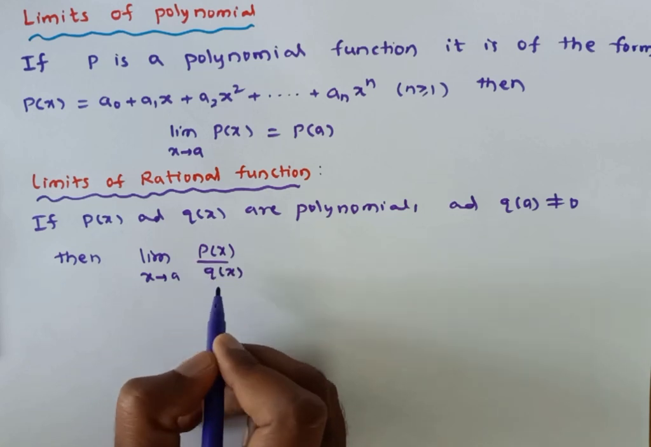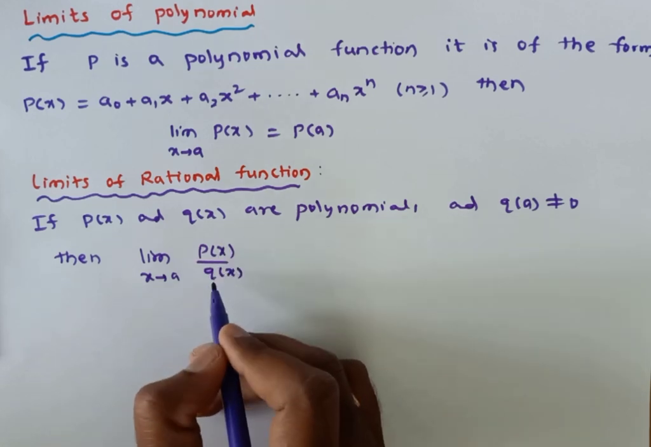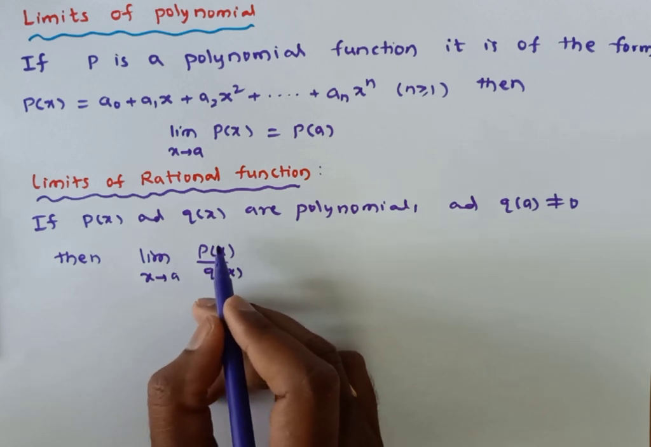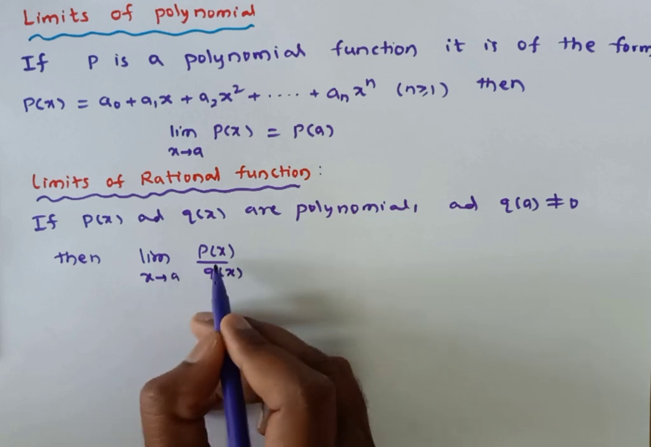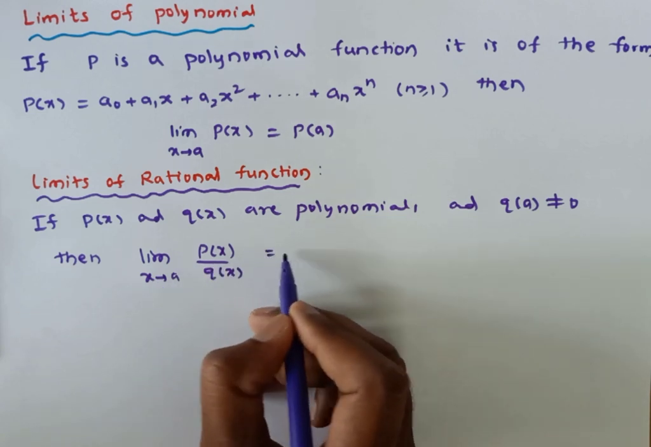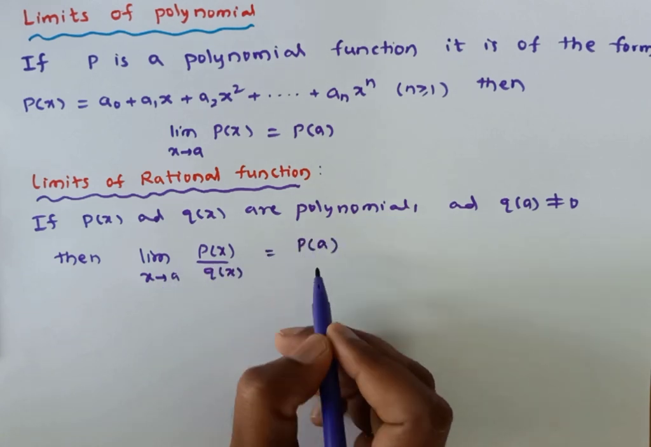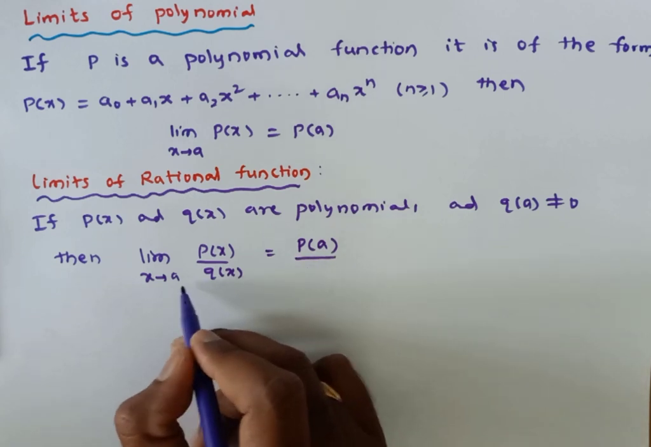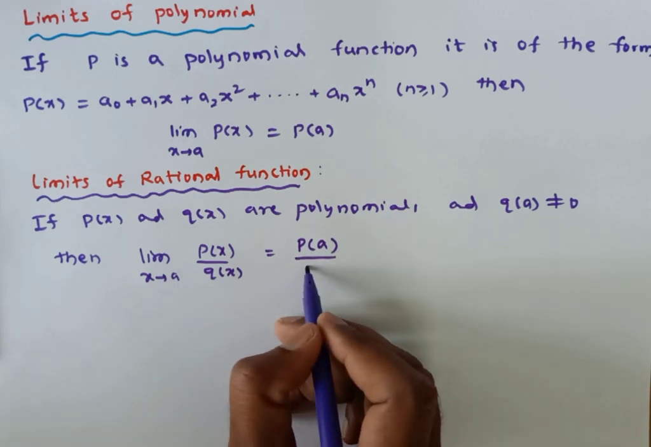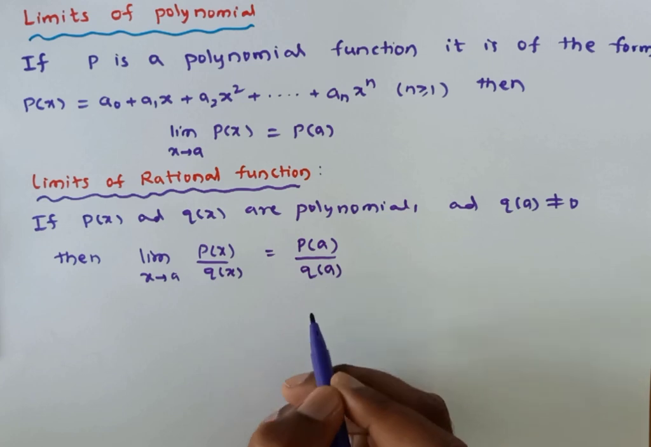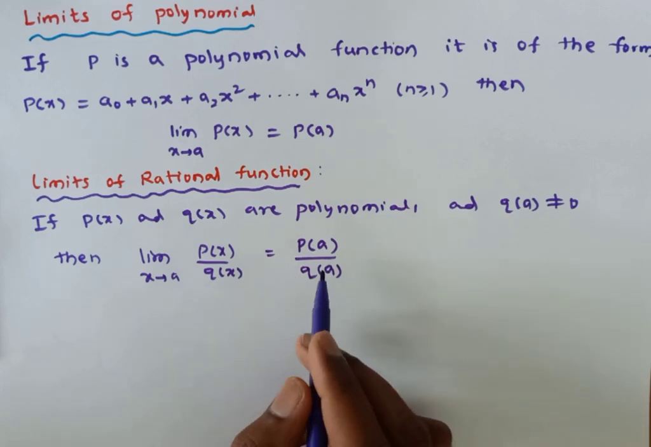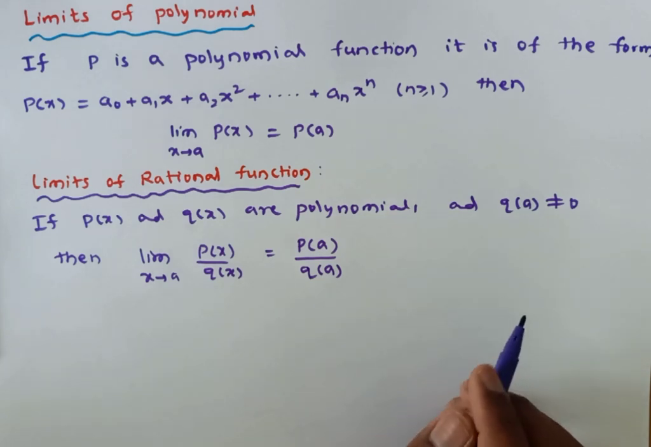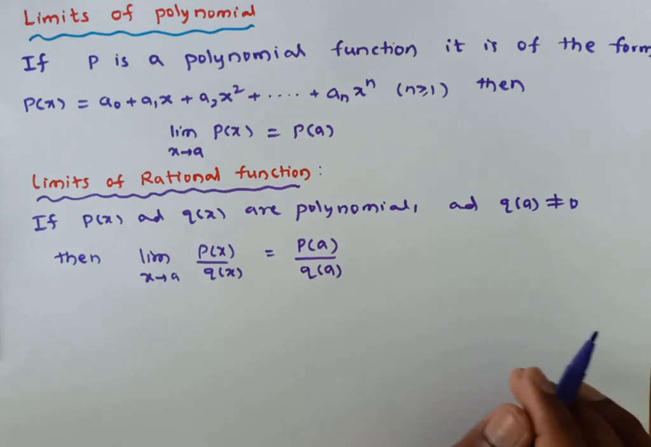As we know the quotient rule, if it is in the form of f by g, we need to apply the limit for the numerator as well as the denominator. If we apply the limit for the numerator, we get p of a, right? And divided by, if we apply the limit for q of x, we get q of a. So the limit for rational functions is of the p by q form, when q of a is not equal to 0.